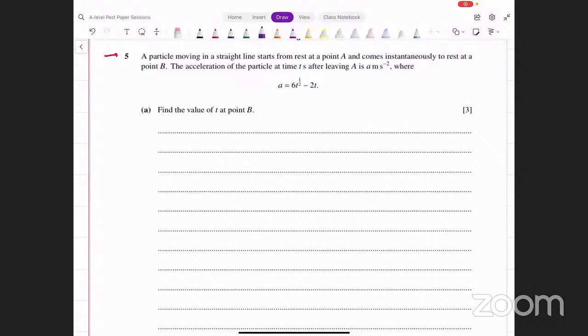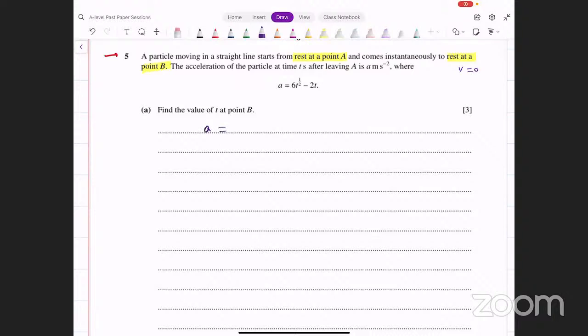Okay, so we have to find the value of t at point B. Now, what's point B? So we're basically given that the particle is starting from rest at a point A, and it comes again to rest at the point B. So at point B we know the velocity is equal to 0. ठीक है? Acceleration का function दिया हुआ है हमें. हम क्या कर सकते हैं? हम इसको use करके velocity find कर सकते हैं.